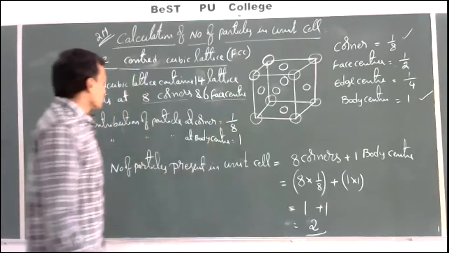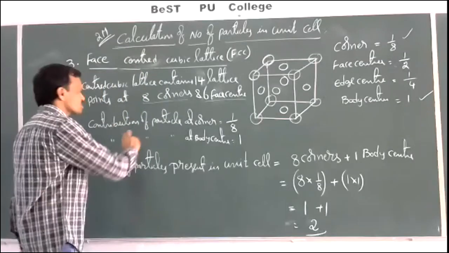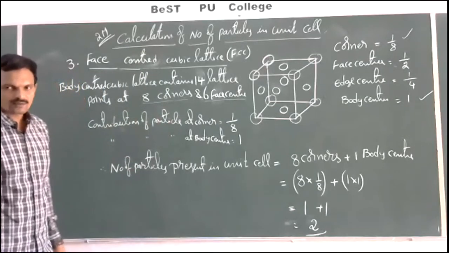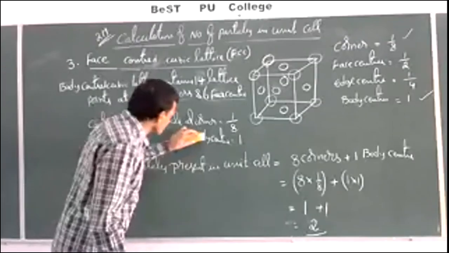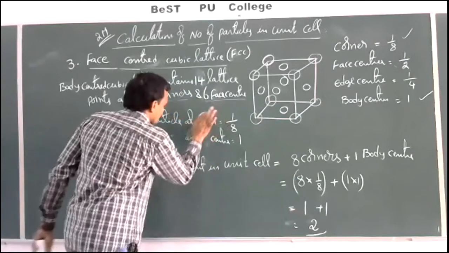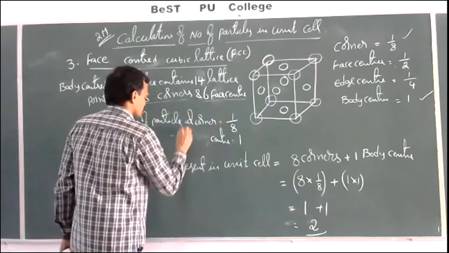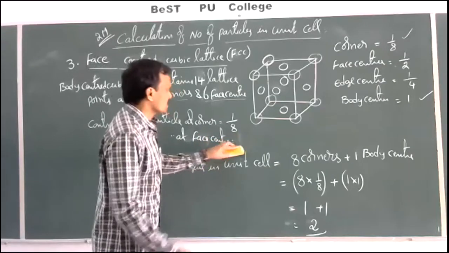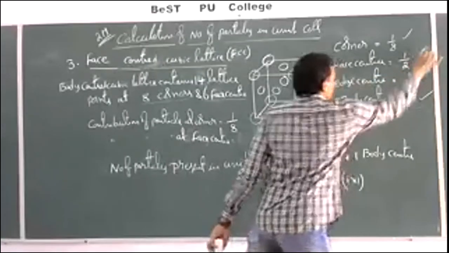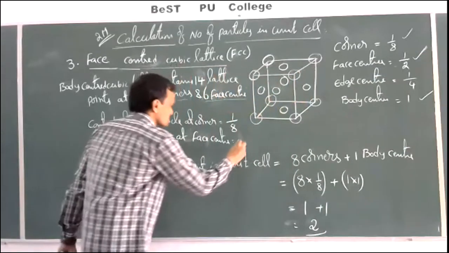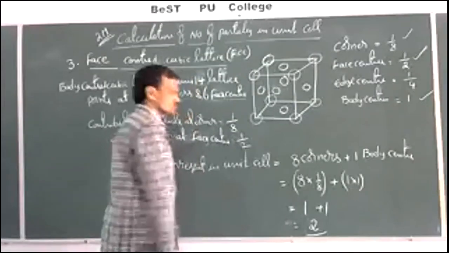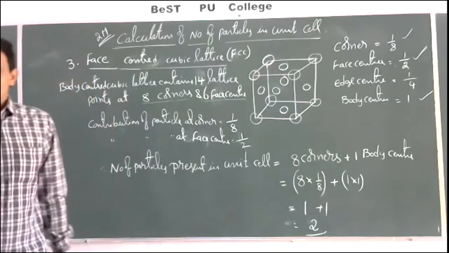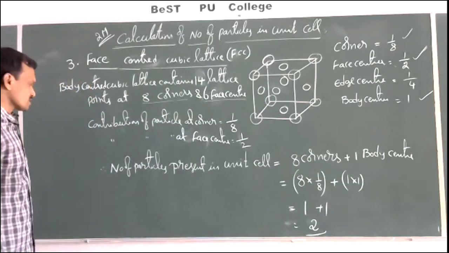Then now come to the contribution. Contribution of the particle at corner is 1 by 8. Contribution of the particle at face center is how much? 1 by 2. This is the contribution of the particle at face center. So 1 by 8 for corner, 1 by 2 for face center.